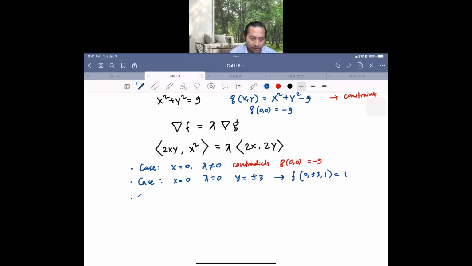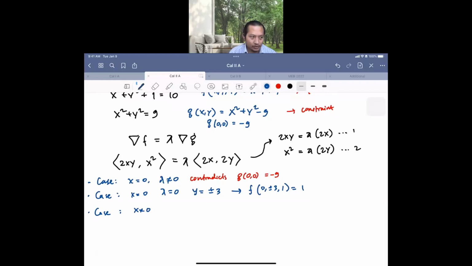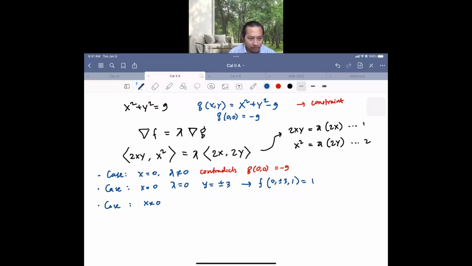And then another case is if x is not 0. To make it clearer, let me write it as line equations here. 2xy equals lambda times 2x, then x squared equals lambda times 2y. So you will see the possibilities for x and y from these two equations. This is the first equation. The third case: x is not 0.